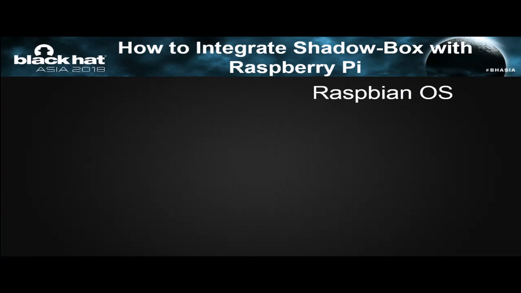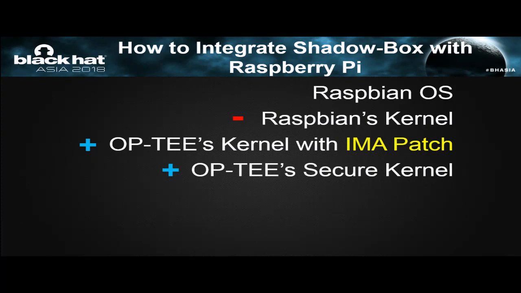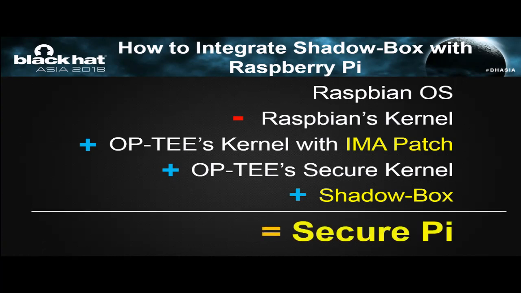How do we integrate Shadowbox with Raspberry Pi? First, we install Raspbian OS. Second, we remove Raspbian's kernel from the normal world. Third, we add OP-TEE's kernel with our IMA patch to the normal world. Fourth, we add OP-TEE's secure kernel to the secure world. Last, we add Shadowbox to the secure and normal world. And we name this Secure Pi.